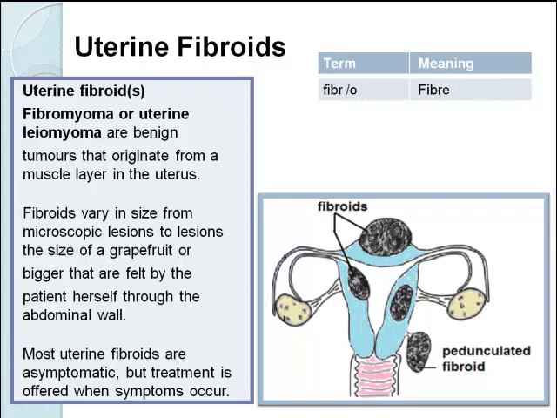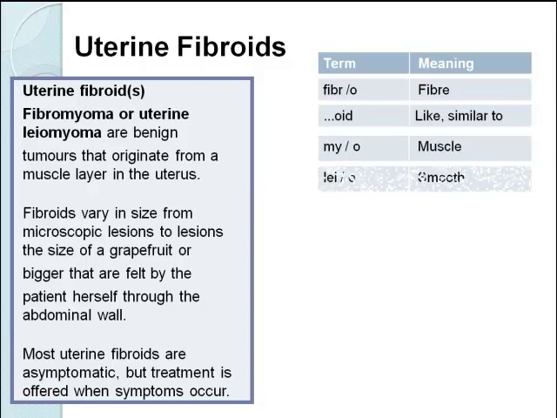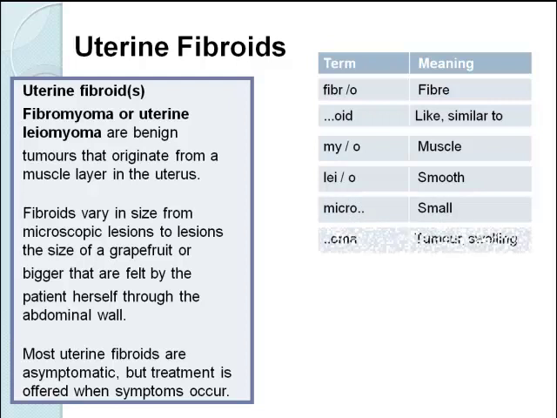Well, fibro means fibre, but the fibrous tissue it is talking about relates to muscle tissue, ligaments, cartilage, a whole variety of fibrous tissues. Oid means like or similar, so hence fibroids means they are fibre-like. Myo is muscle. Li or leo is smooth, relating to smooth muscle tissue. Micro is small, hence microscopic means it's visually small. Oma is our tumour, our swelling, our mass, our lump.